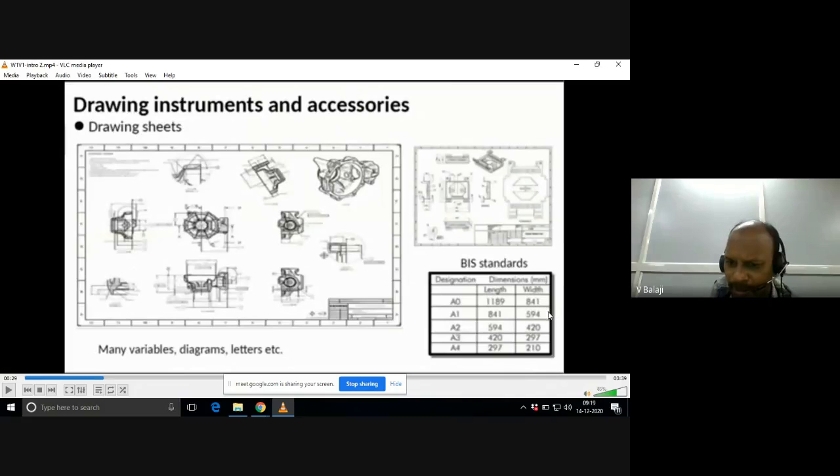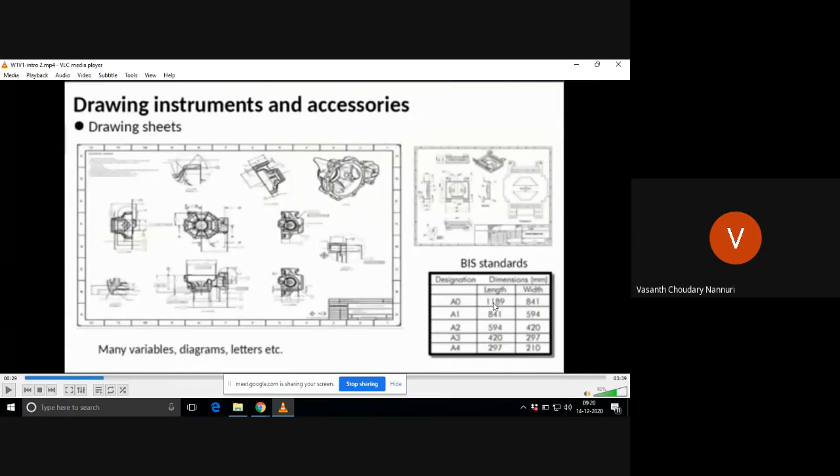Okay. Do you have any question here? All these dimensions are in millimeters. 210 millimeter, 297 millimeter. If you don't have any question, I will move forward. Do you have any question? No, sir.